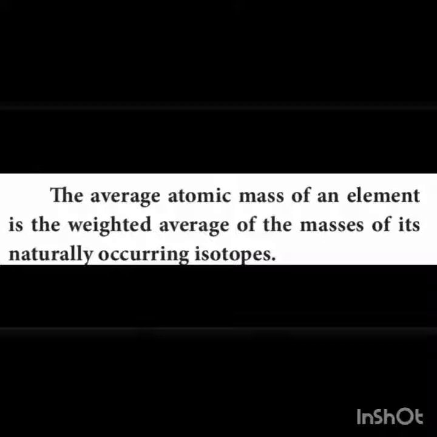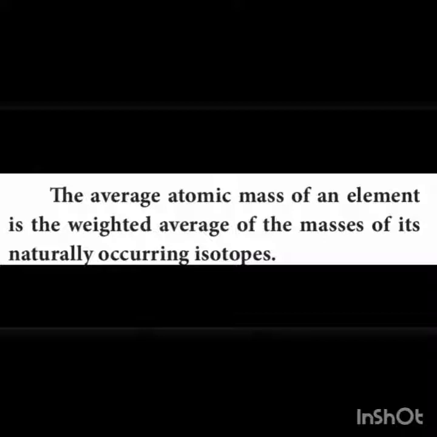Secondly, the abundance of the isotope of each element may differ. So, we have to consider the abundance also. While calculating the atomic mass, we have to take into account the formula also. Now, first of all, let us see what is the definition for average atomic mass, and then let's pass on to the formula. Average atomic mass of an element is the weighted average of the masses of its naturally occurring isotopes.